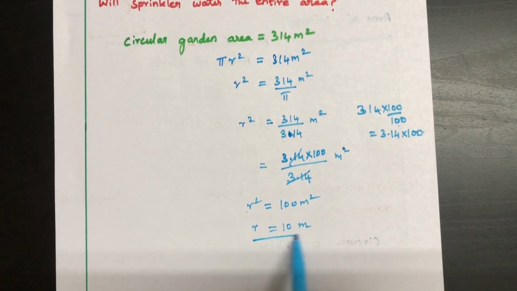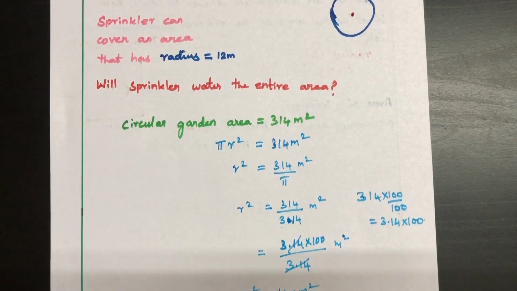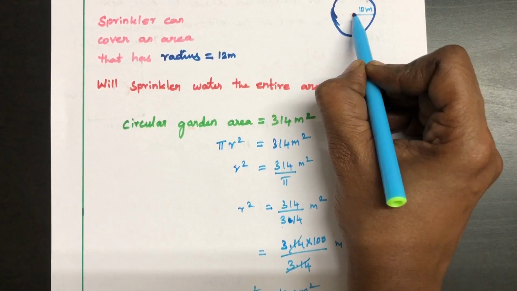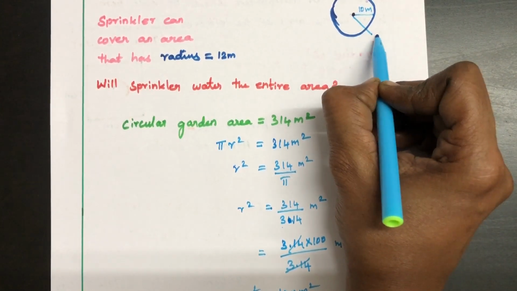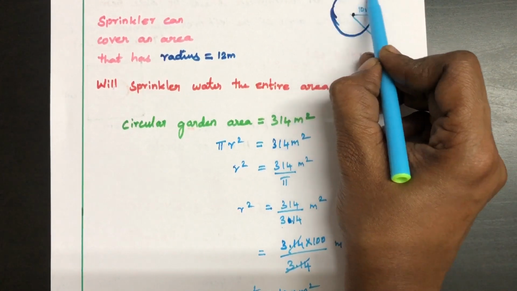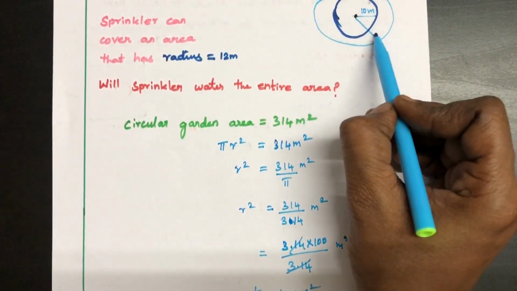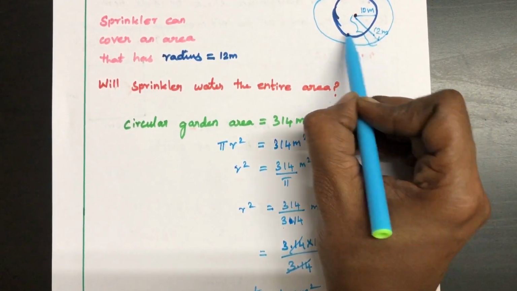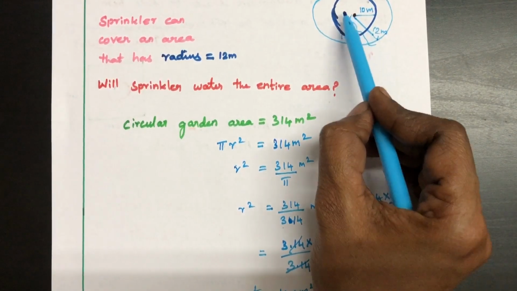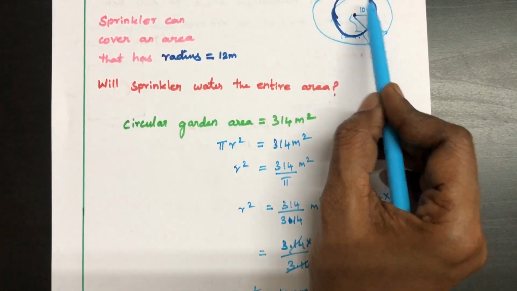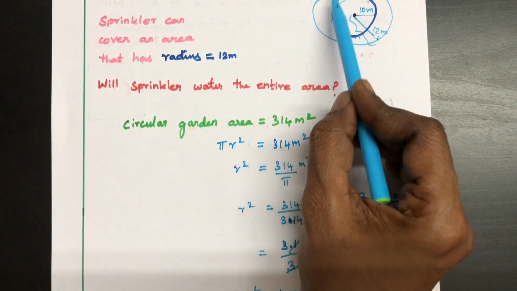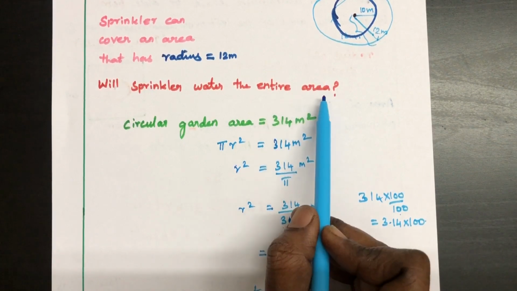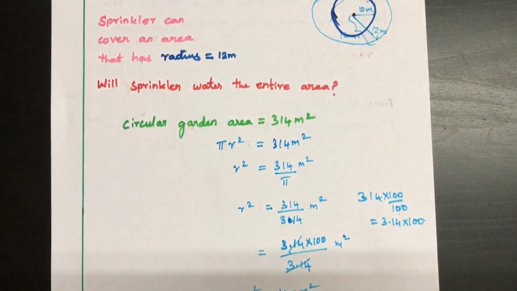So radius is 10 meter. Circular garden area radius is 10 meter. But this sprinkler can cover radius of 12 meter. That means this much area this sprinkler can cover, right? From here to here it is 12 meter. So the sprinkler can nicely cover this area. Also after that it will sprinkle some water. So the question is, will the sprinkler water the entire area? Yes, of course the sprinkler waters the entire area.